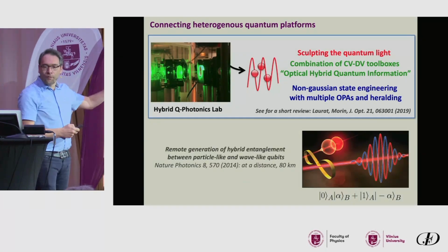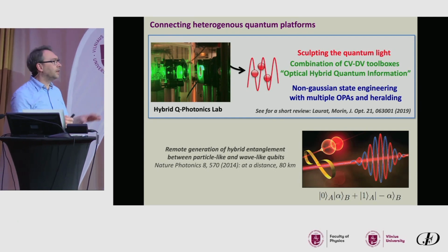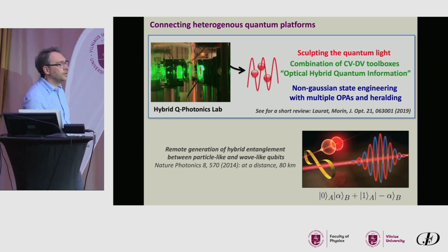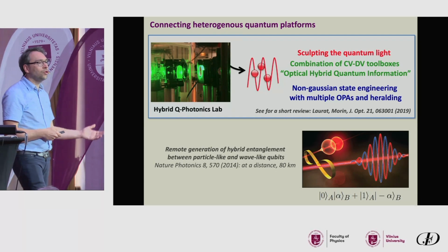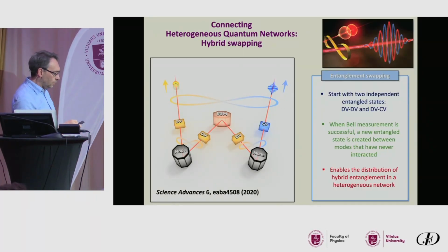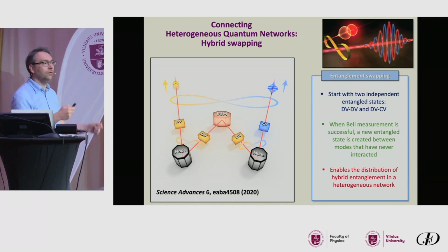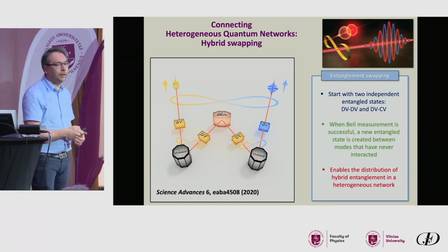The resource we have been using for a while in the group is hybrid entanglement of light, where we can have entanglement between CV and DV, between single photon qubit and cat state qubit. And we have leveraged these resources over the years. For instance, in 2020 we were able to make hybrid entanglement between DV-DV entanglement, single photon entanglement, and hybrid entanglement. So at the end, you get hybrid entanglement.